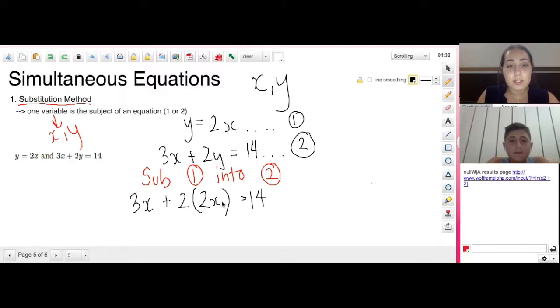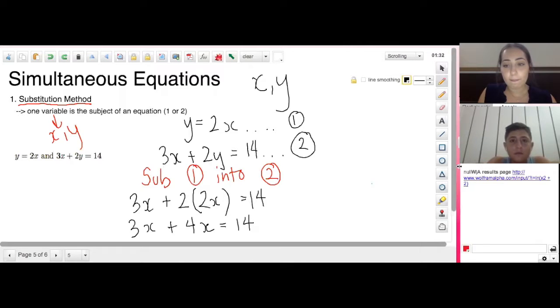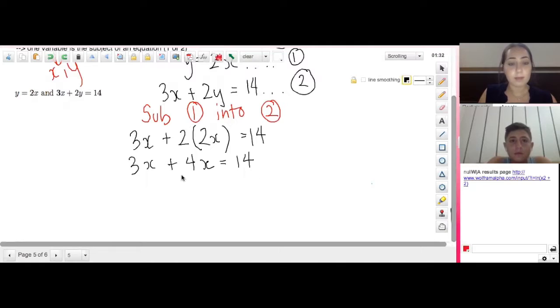And now that we have reduced this to only one variable, our variable of x, we can simply solve this like a normal equation. So we continue simplifying this equation. 2 times 2x is 4x, and that equals 14. Then we have our like terms, so 3x plus 4x is 7x, and that equals 14. And then we divide both sides by 7 to make x the subject, and we get x equals 2.